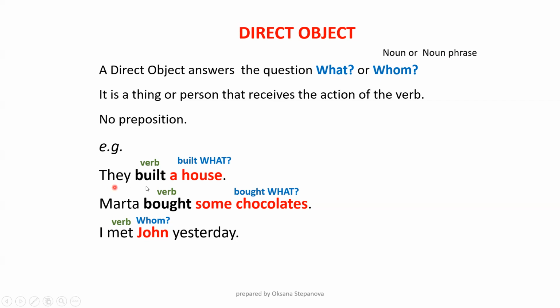So they built a house. They built what? It comes after the verb, right? This is a noun, and it tells you what has been done. So the verb is very tightly connected with this word. It gives you more information in the sentence and just says what.